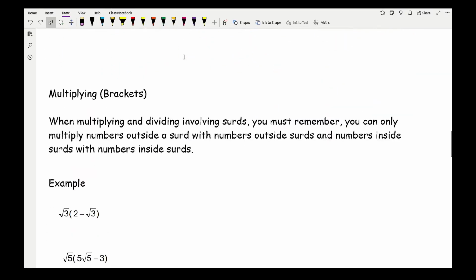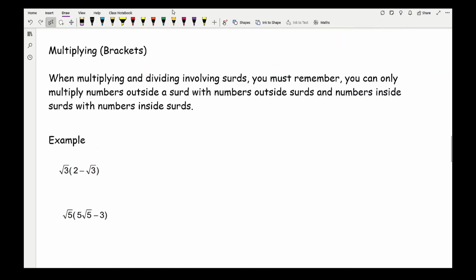So let's have a look at multiplying. So with multiplying, when it involves brackets, so when multiplying and dividing in fact involves surds, you must remember that you can only multiply numbers outside a surd with numbers outside a surd, and numbers inside a surd with numbers inside a surd. So looking at this now, when we're expanding brackets, I'm still going to use the method of loops.